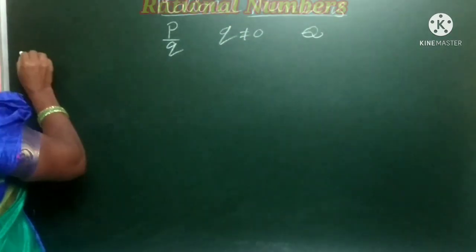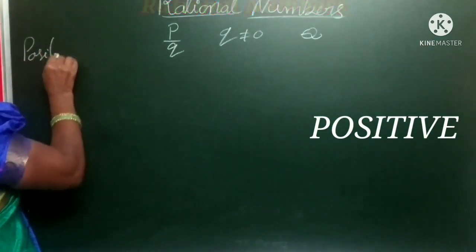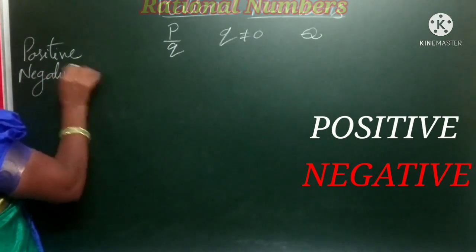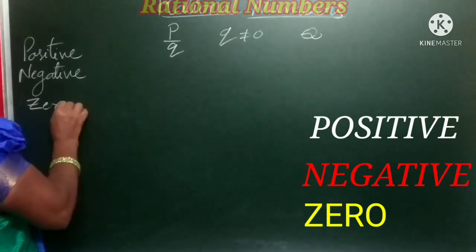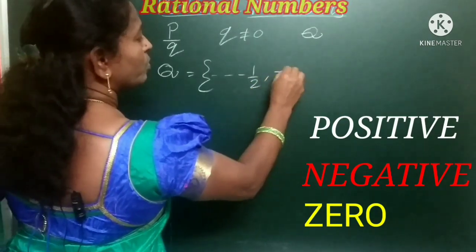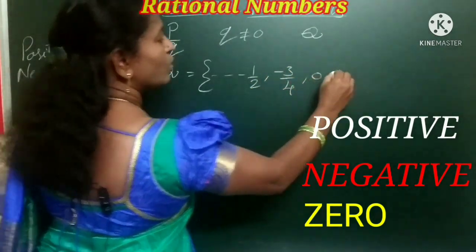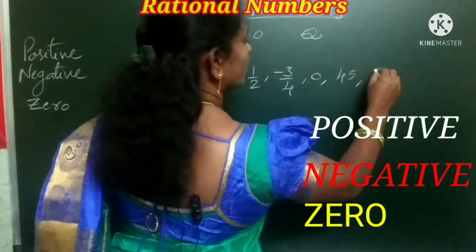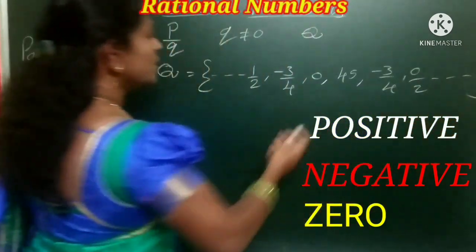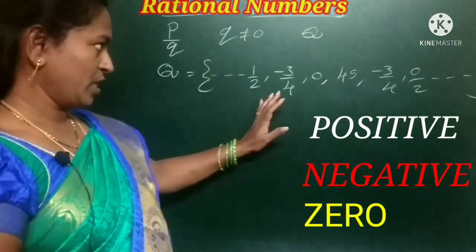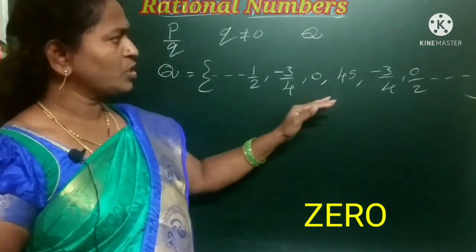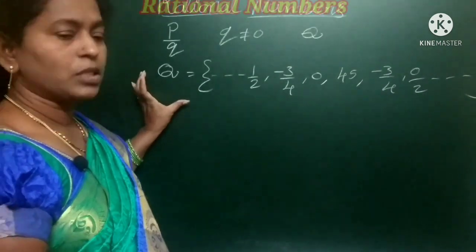Rational numbers may be positive, negative and 0. See, the set of rational numbers: 1 by 2, minus 3 by 4, 0, 4 by 5, minus 3 by 4, 0 by 2 and so on. Observe these rational numbers here: positive rational numbers and whole numbers, natural numbers, all together are rational numbers.